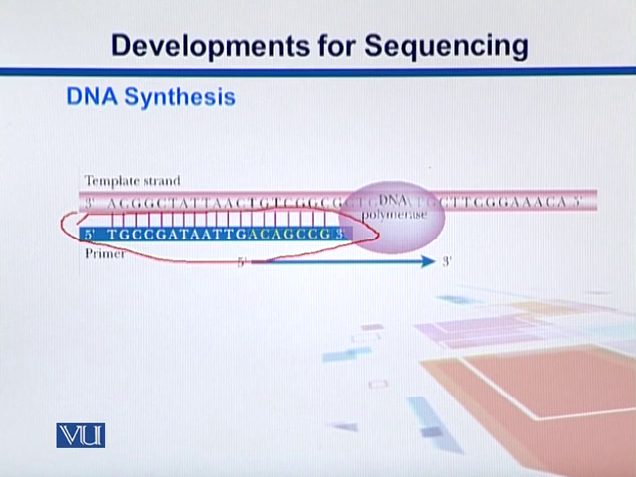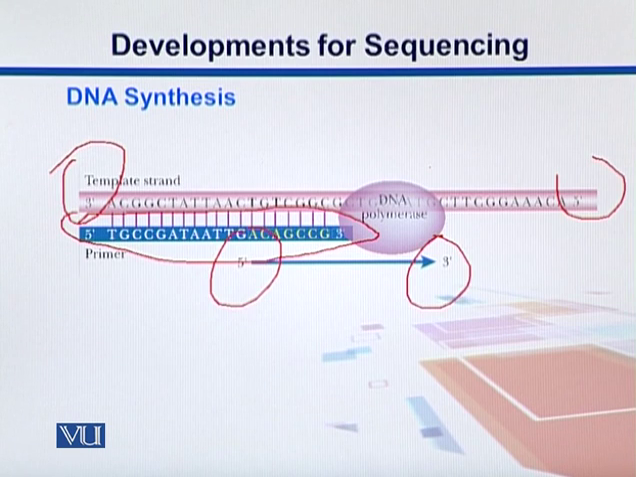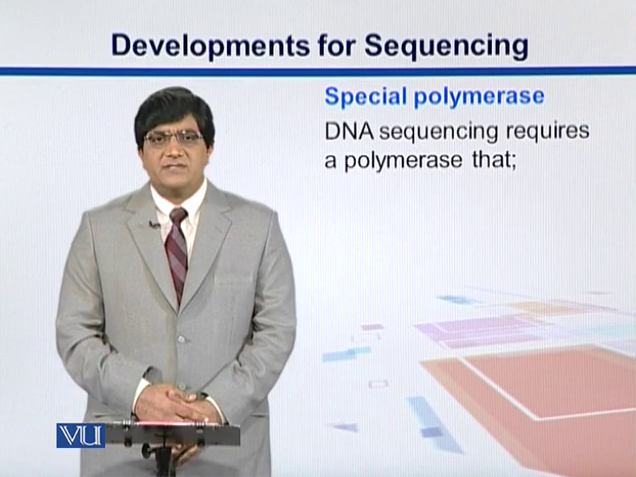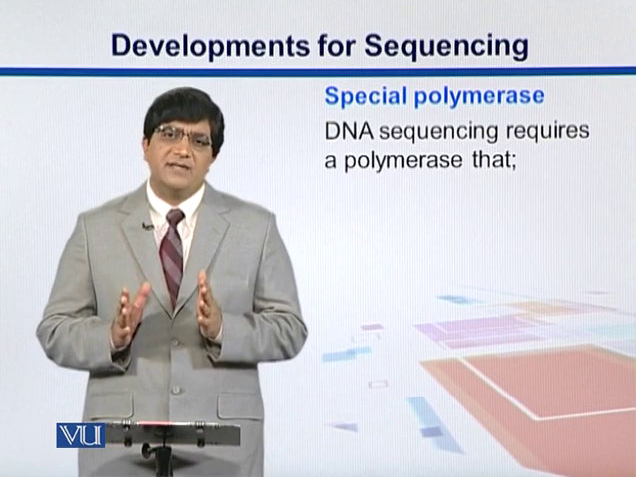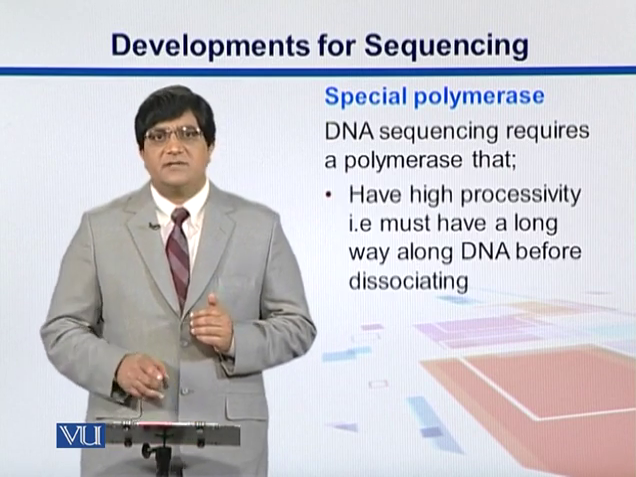If we look into the directionality, the template is arranged in the 3 to 5 prime direction, whereas the new strand is synthesized in the 5 to 3 prime direction. New nucleotides are added on the 3 prime end of this new strand. Polymerase is the enzyme that polymerizes those nucleotides together while getting the order from the template strand.